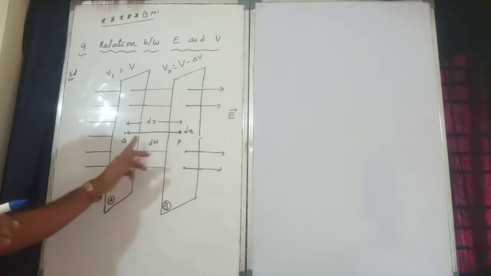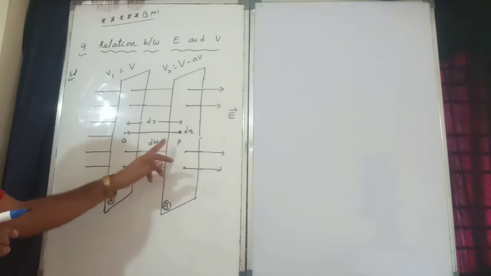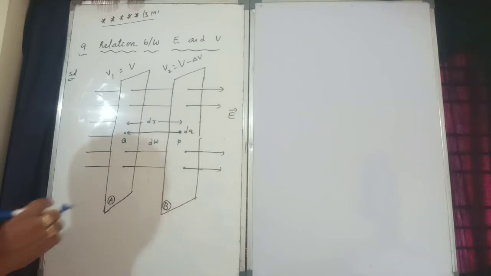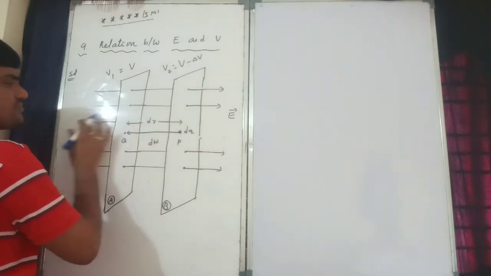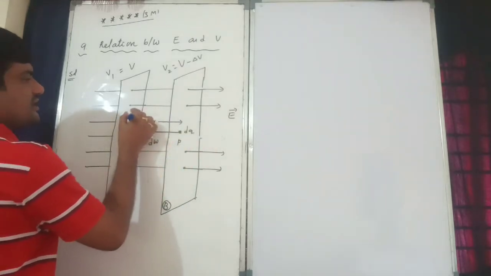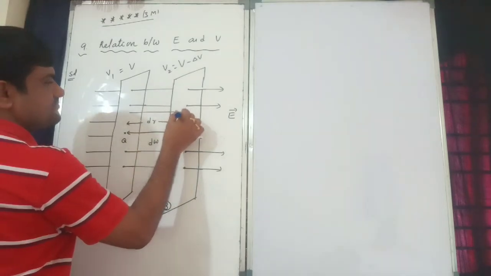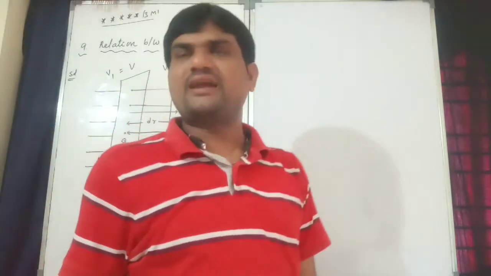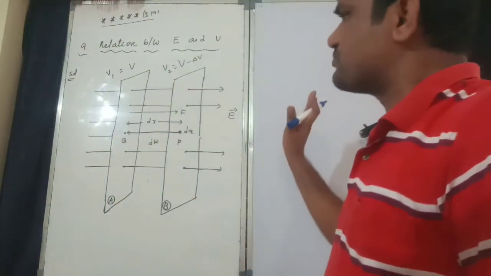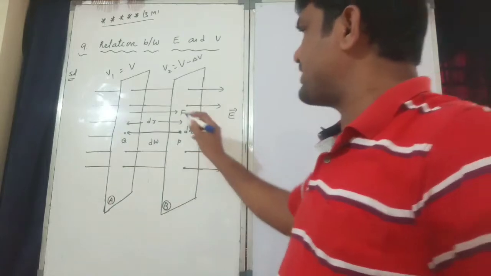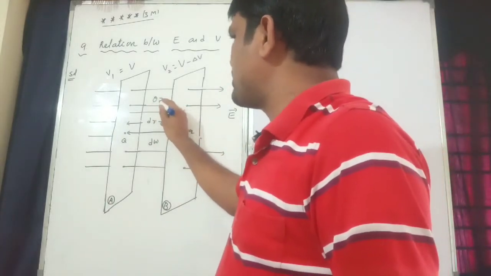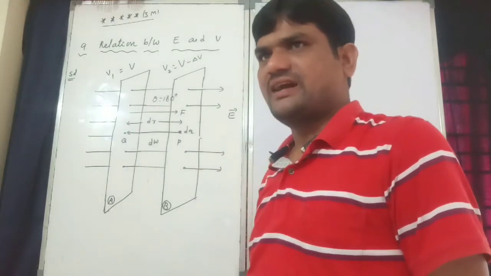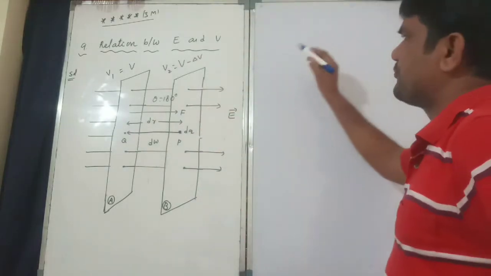So the distance from P to Q, I want to bring the dq charge. How much work is done? dW. This is the direction of displacement. The electric force is acting in this direction, and my displacement is in that direction. Therefore theta is obviously 180 degrees. Correct? So that is what we get from the figure.